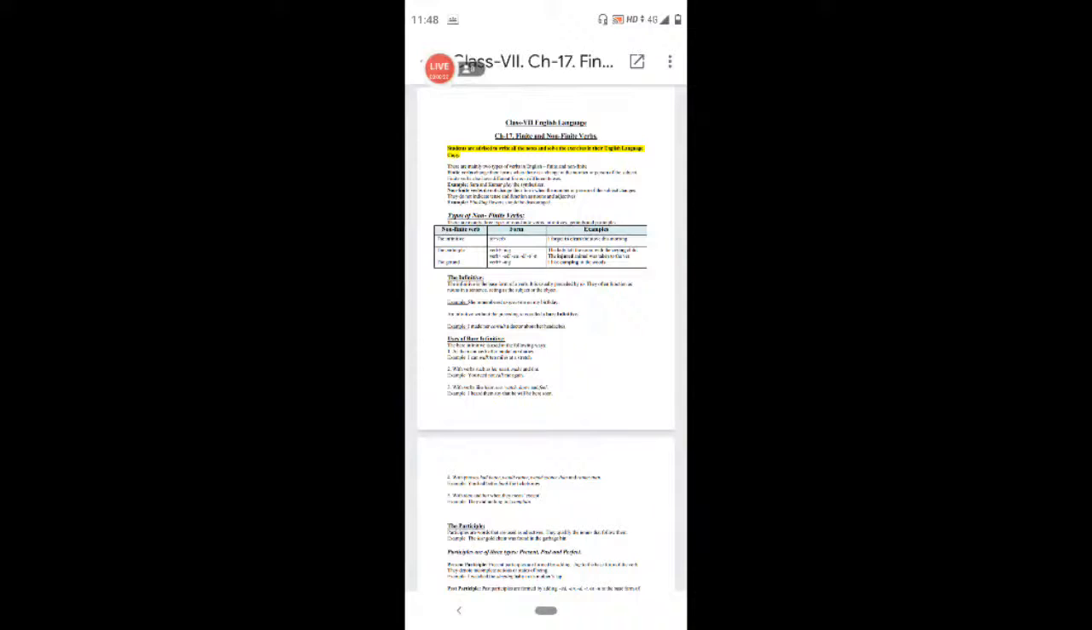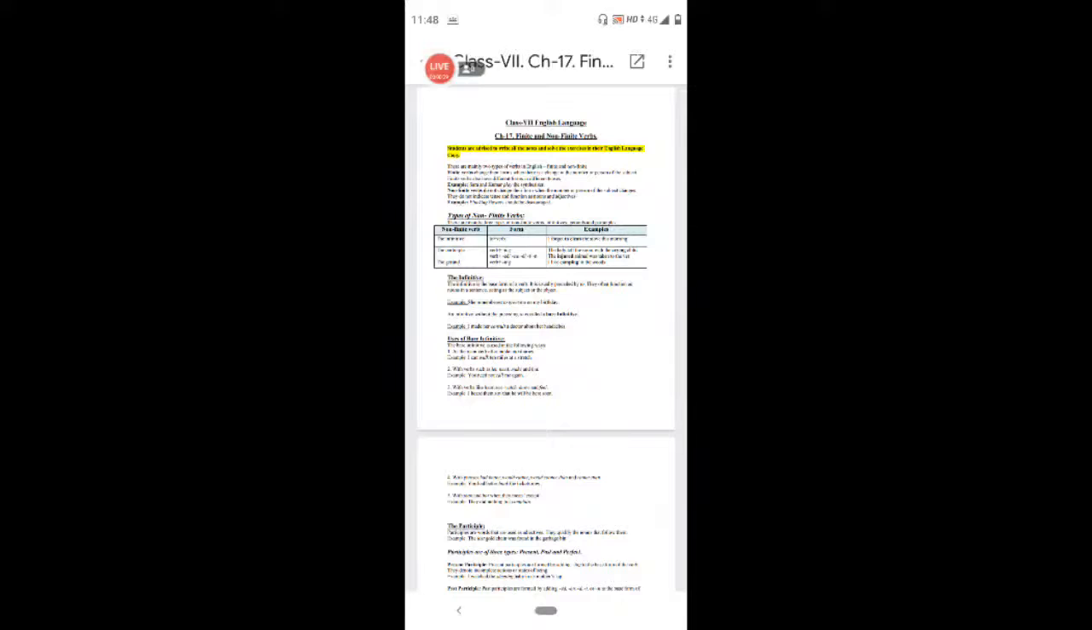Good morning, students. Today we are going to start another chapter in English language, which is chapter 17 of your book, Finite and Non-Finite Verbs. Basically this chapter will talk about non-finite verbs, but finite verbs will be explained first, then the non-finite will come.